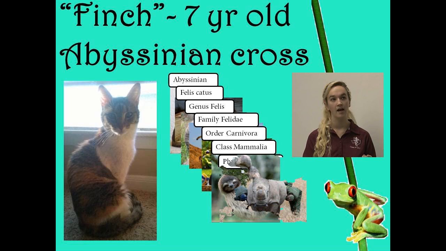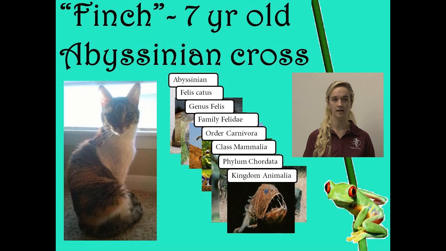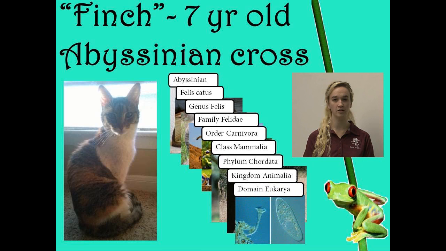She also fits in the phylum Chordata. She has things in common with this rhinoceros. When they were embryos, they both had a notochord. She's in the kingdom Animalia, so we talked about them being multicellular heterotrophs. She has things in common with this deep sea fish, and then they look nothing alike. They're both in the kingdom Animalia. And then she's in the domain Eukarya. We talked about the nuclear membrane. This protist and her, every one of their cells has a nuclear membrane.